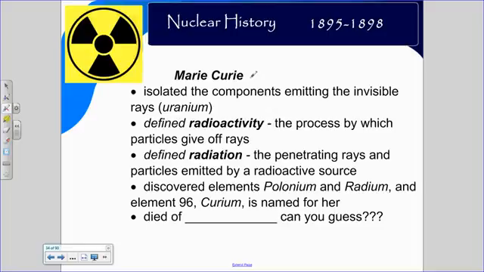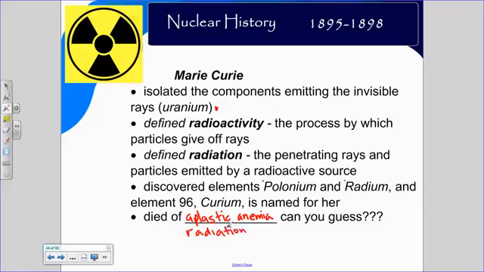Marie Curie, arguably the biggest contributor to nuclear history, isolated components emitting those invisible rays, particularly uranium. She defined the term radioactivity as the process by which particles give off rays. She defined radiation as the penetrating rays and particles that a radioactive source emits. She herself discovered the elements polonium and radium on the periodic table, and element 96 is named for her. She died of, you probably don't know what this means, but we're going to give it the exact definition, aplastic anemia, or more specifically, radiation poisoning.